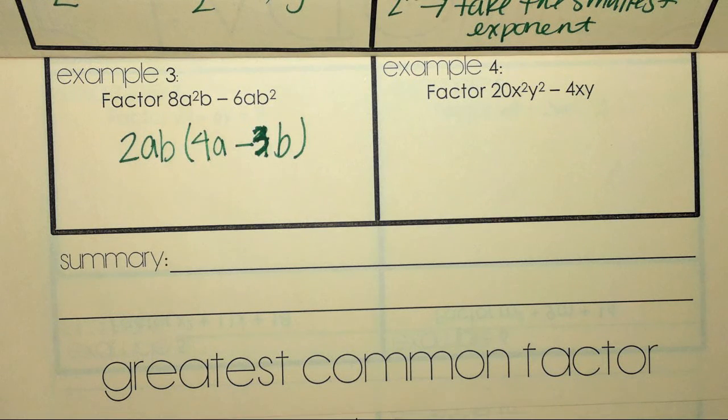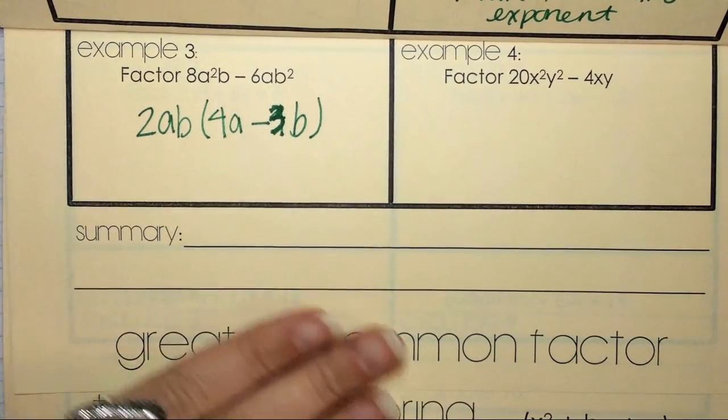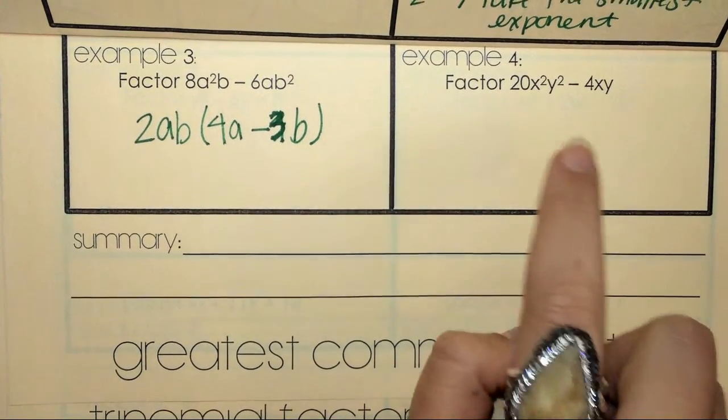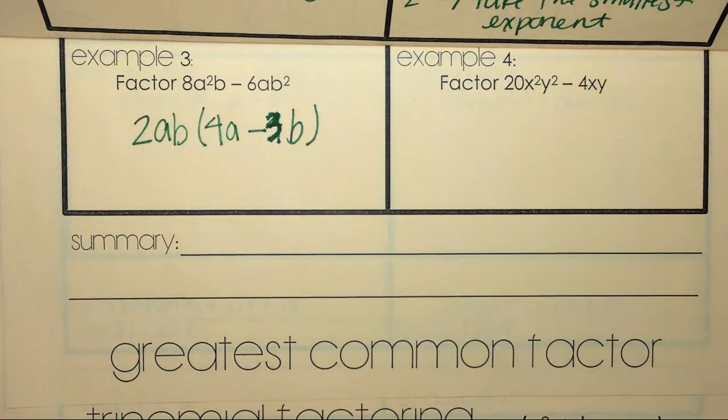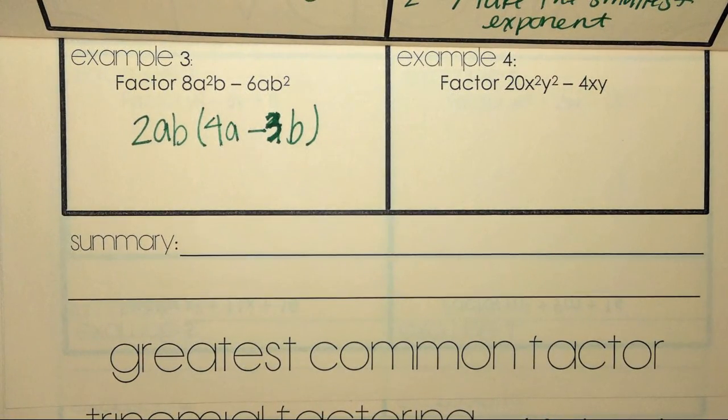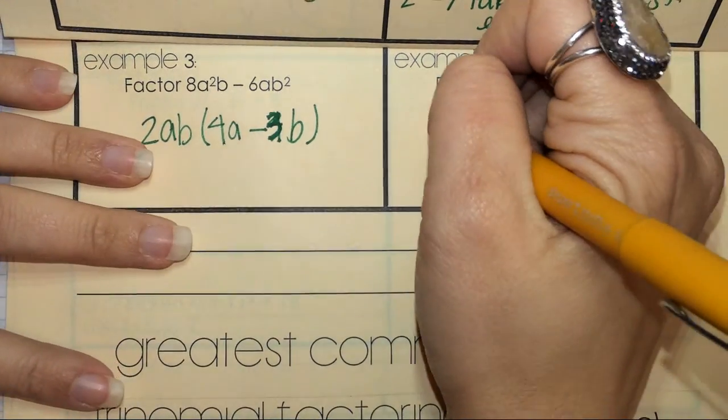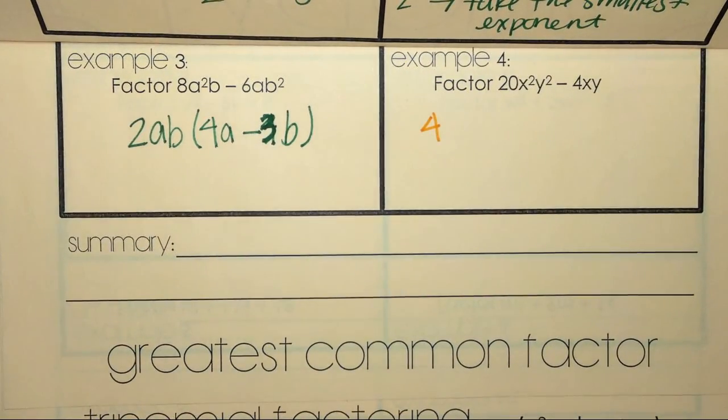Greatest common factor, and it's at the bottom of the paper, just in case you forgot. It's crazy. So remember, that's the biggest number that divides into both of these, and then you take the smallest exponent. Now, what is the biggest number that divides into both 4 and 20? 4. Okay, everybody write that down.